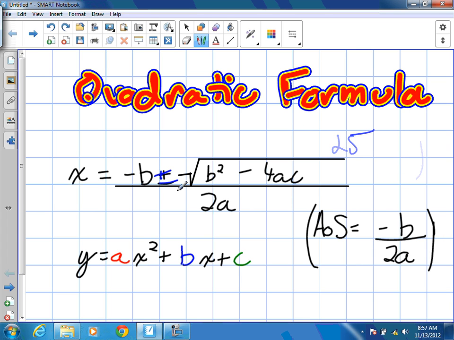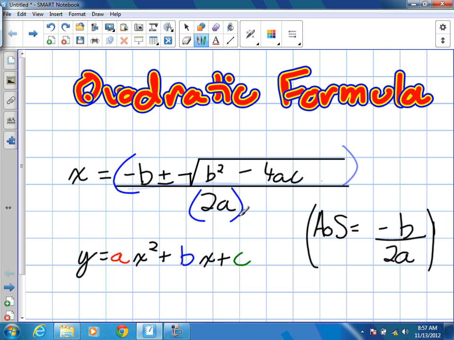We'll end up getting 2. Subtracted by 4 times a, which is this value here, c, which is this value here, and everything is divided by 2 times a. Not just the square root. Many people make that error also. The entire equation. So in other words, you have to equate everything on top and then divide it by 2a.